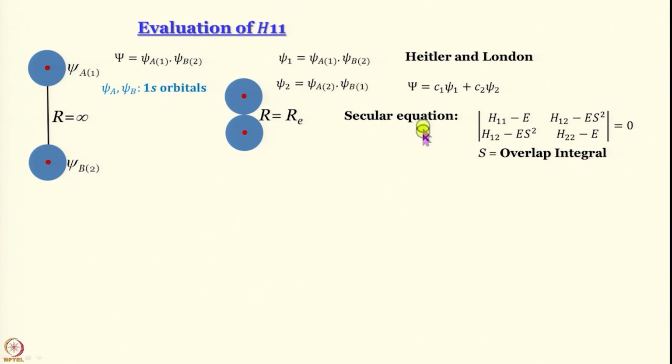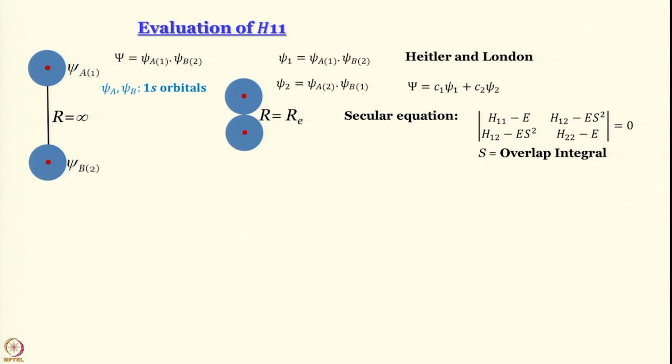Then we wrote the Schrodinger equation using the Heitler-London wave function, and in the usual manner we set up this secular equation. We have also simplified the secular equation a little bit, and we have arrived at the concept of the overlap integral, which depends on the extent of overlap of the two wave functions involved in bonding. Next we said that we have to now evaluate the other integrals h11, h12, h22, h12. That is what we are going to do now.